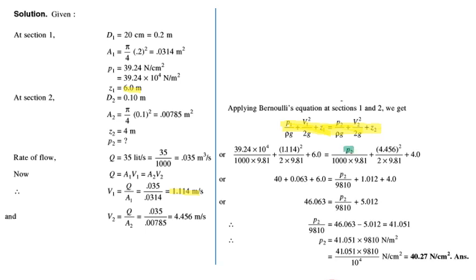and the density will remain the same, it is 1000, and the velocity we have it over here 4.456, and the elevation Z2 was 4 meter. So after replacing all these values, we can solve them and rearrange the expression for P2, and we have its answer in Newton per meter square, and we can convert it to Newton per centimeter square.